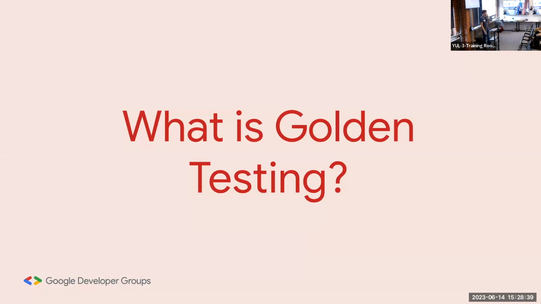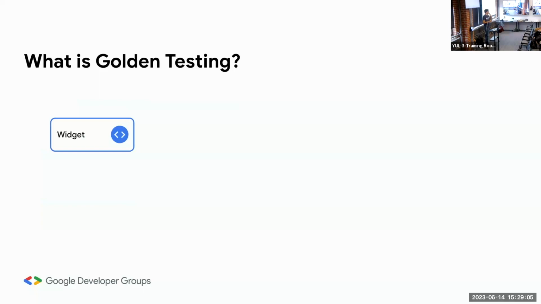So let's dive into the topic, golden testing. Are we all familiar with the concept of tests in software engineering? Yeah? We write code to make sure that all the code works correctly. That's the gist of it, right? In the case of golden testing, what we test are widgets. So it all starts with a widget. So first thing we do is to render that widget in an image.